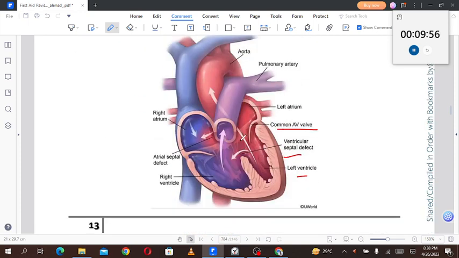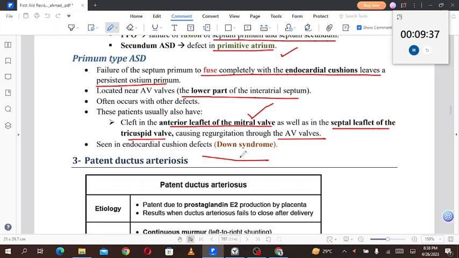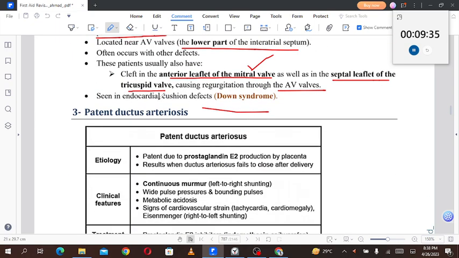So here you can see that the septum primum that was to come down and fuse with the endocardial cushion that was supposed to be present over here is not fusing with it. Along with that, there may be septal defect, and we find a common AV valve. So the common AV valve can be present, and this may be seen in association with the primum type of ASD.